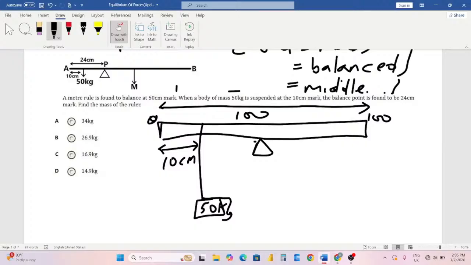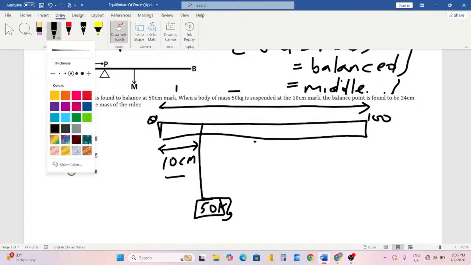So when the body of mass 50 kg is suspended at the 10 centimeter mark, the balance point is found to be 24 centimeter. So what they mean is that it was previously balanced at 50, but immediately they added the 50 kg at the 10 centimeter mark, they had to move this pivot because the ruler is now heavier than its original weight. The balance point is now found to be at 24. So they had to move it to 24.